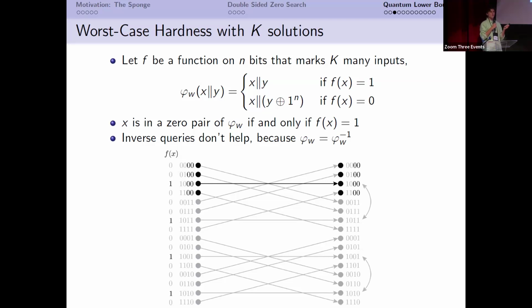Furthermore, the inverse queries here can't be useful, because this permutation is just 1 and 2 cycles, so it's its own inverse. Okay, so it's hard to find zero pairs in this permutation.